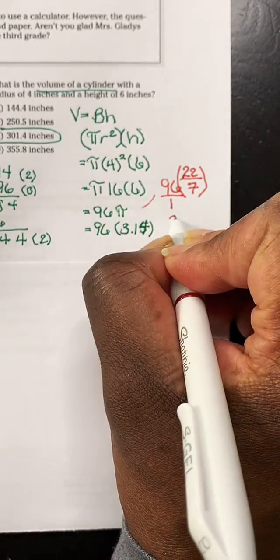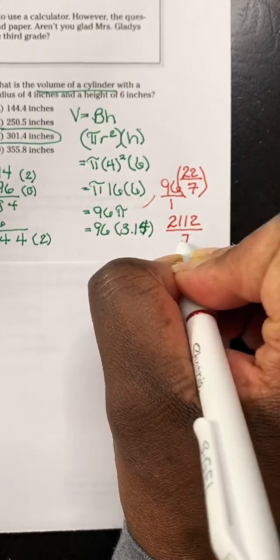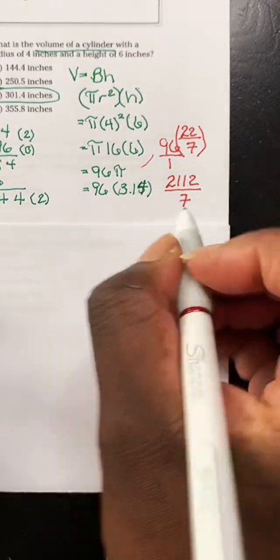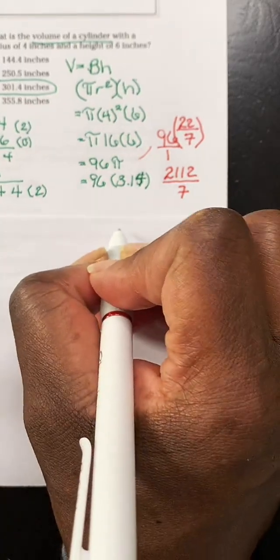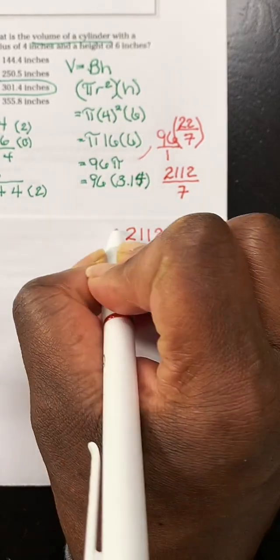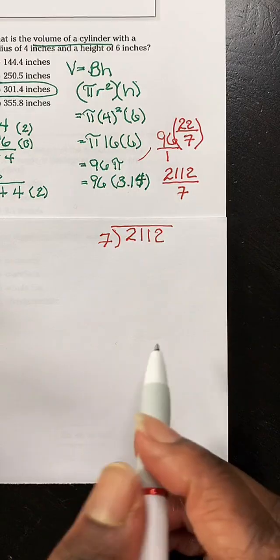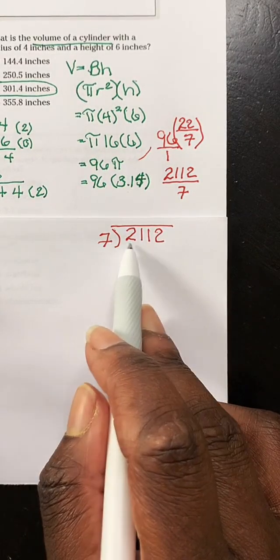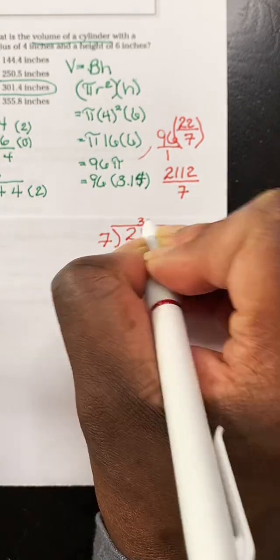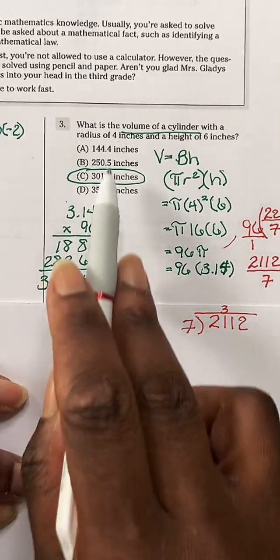Okay, I'm going to use the calculator for this one. So we got 2,112 divided by 7. I'm sorry. No, that'll work. So if anything, I'm going to use my paper real quick. So we are taking our 2,112. And if we divide it by 7, it's not too bad. This actually works. So how many 7s can go into 2? None. How many 7s can go into 21? 3.